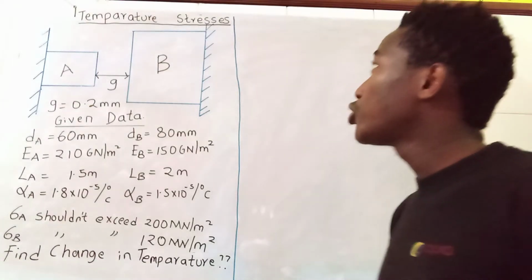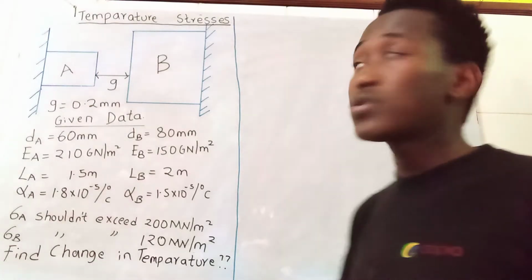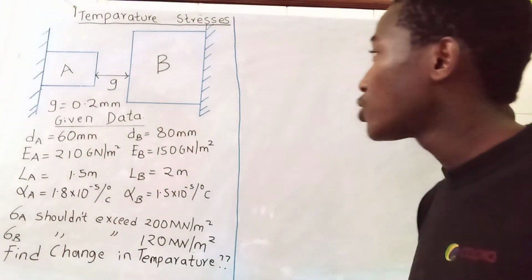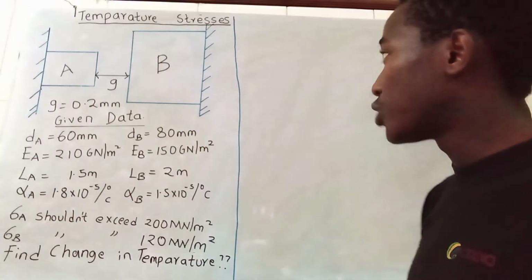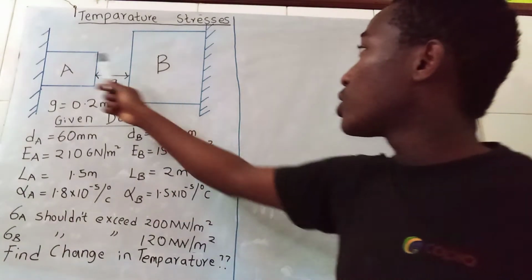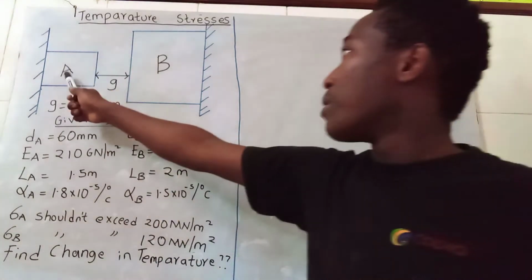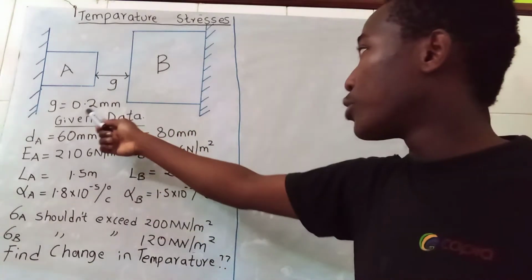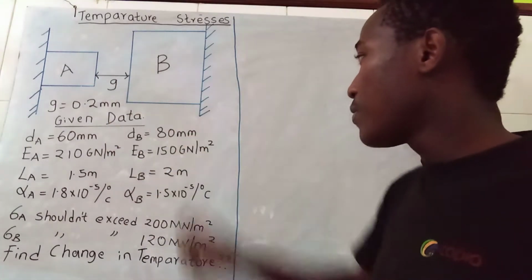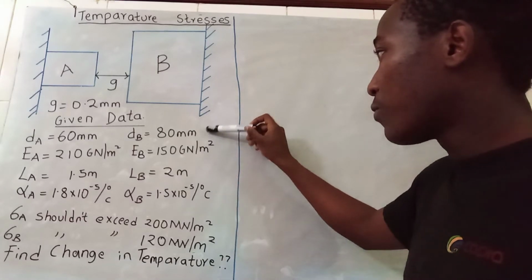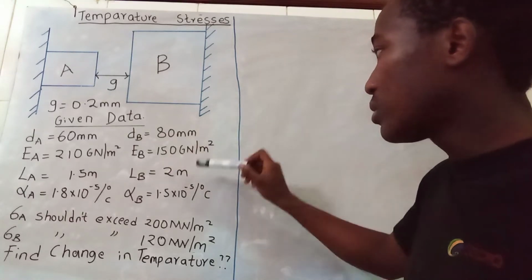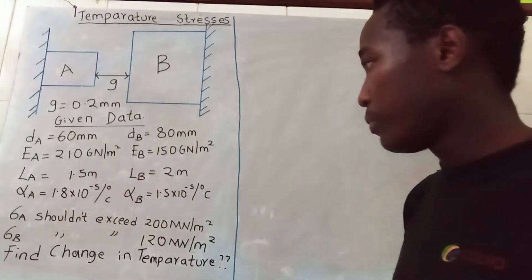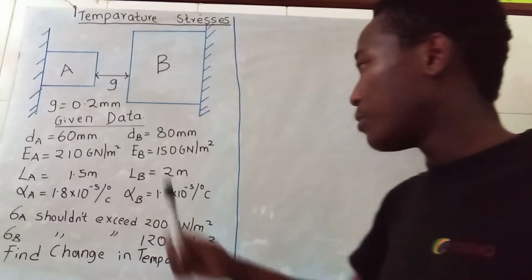Hello, we're going to look at a topic in solid mechanics 2, in particular temperature stresses. So in this question, I have a problem that you're going to solve. It consists of a composite bar with members A and B with a gap G of 0.2 millimeters in between. Then the given data: diameter of A and B, Young's modulus, length. This is the symbol for the coefficient of thermal expansion for both A and B.